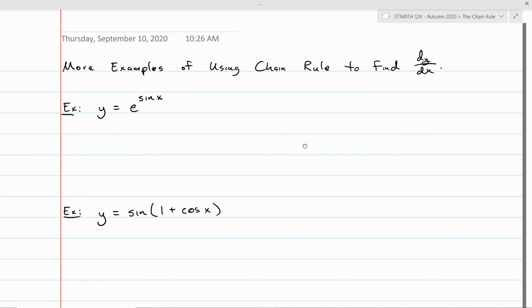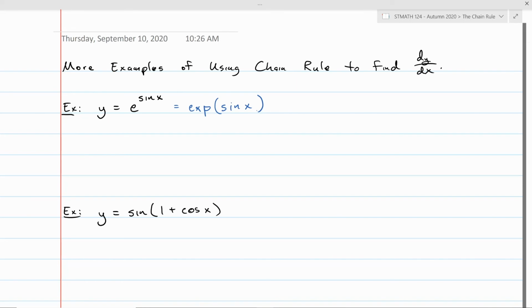I can see, though, that the sine x is inside the exponent of the exponential function, right? Another way to write e to the something is to write exp of it. So you could write that as exp of sine of x. And when you write it that way, it's clear that the sine function is the inside function and the exponential function is the outside function.